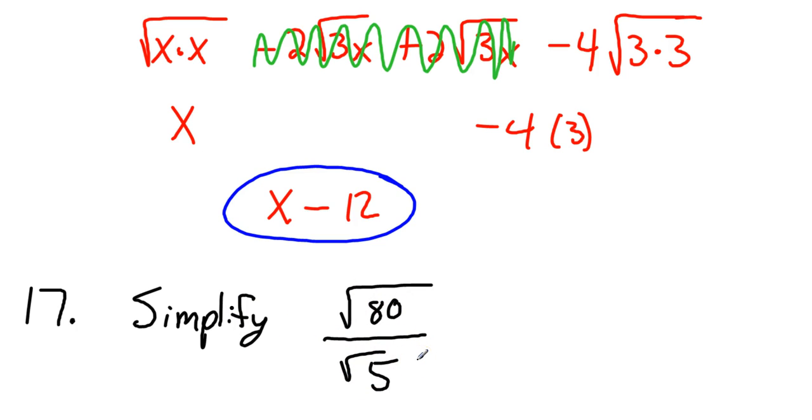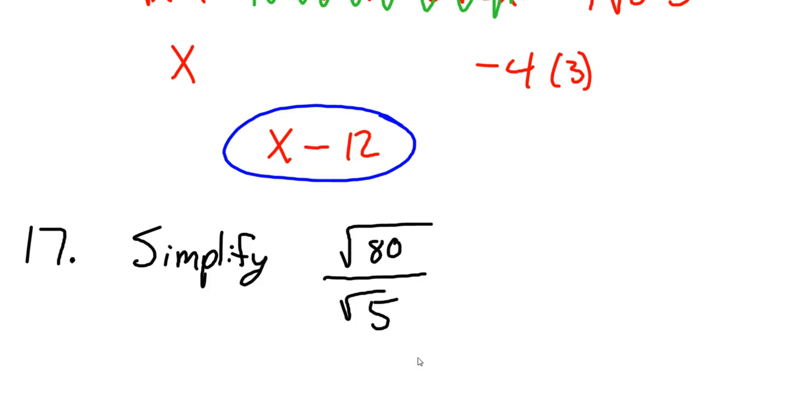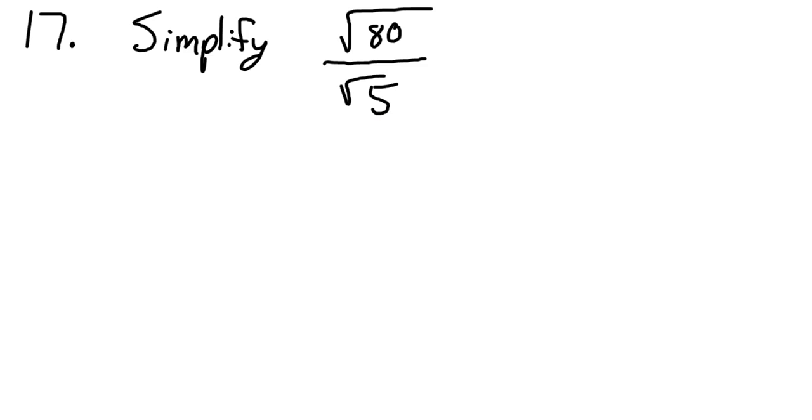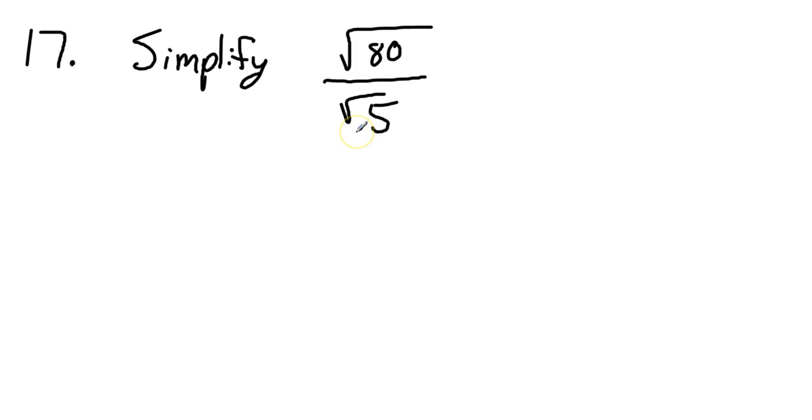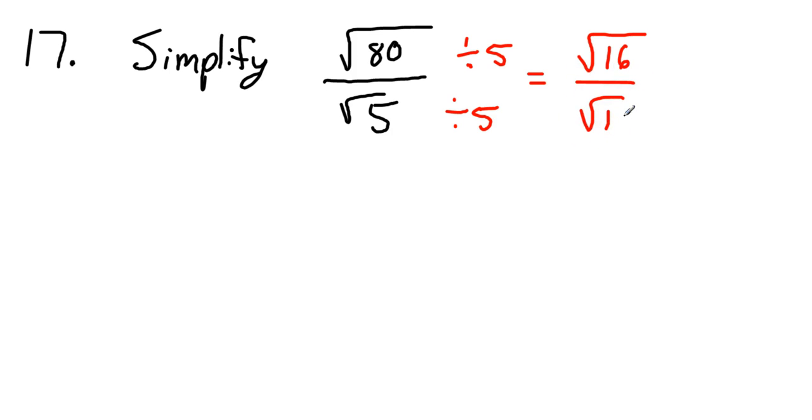Okay, 17. We're doing square root of 80 over the square root of 5. And again, neither one of those are perfect square root numbers, so there's nothing you can do with those. And here's where you have two options. If you notice that you have 80 and 5, you can divide them both by 5. So they want you to go ahead and divide both of these numbers by 5. So you get the square root of 16 on the top and square root of 1 on the bottom. Square root of 16 is 4. Square root of 1 is 1, and 4 divided by 1 is just 4.